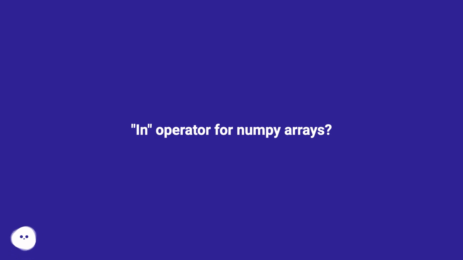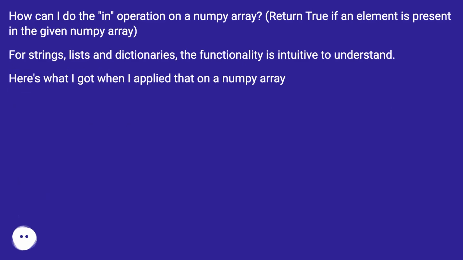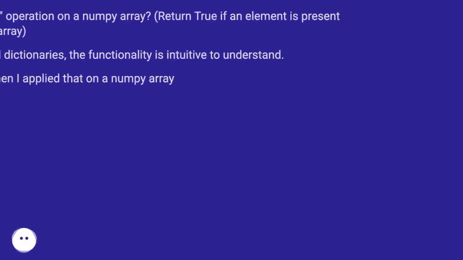What is the in operator for NumPy arrays? How can I do the in operation on a NumPy array? Return true if an element is present in the given NumPy array. For strings, lists, and dictionaries, the functionality is intuitive to understand. Here's what I got when I applied that on a NumPy array.